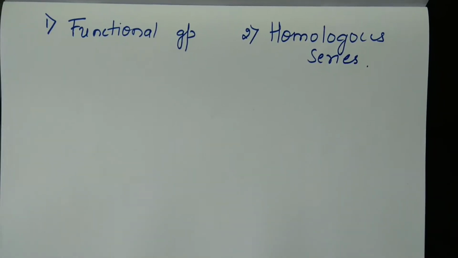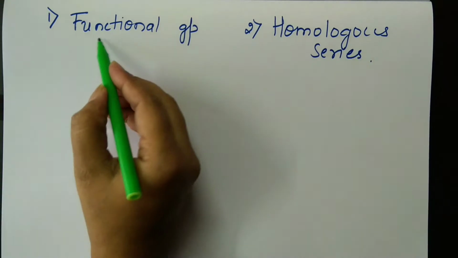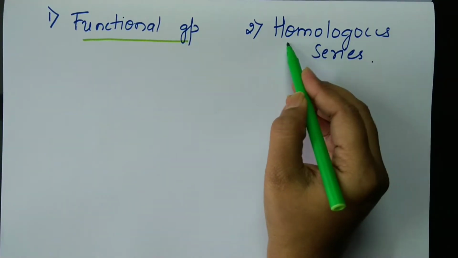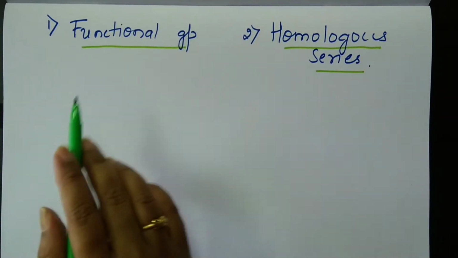Hello everyone. Today we shall try to understand two different terms. One is functional group and the other one is homologous series. So what is a functional group?